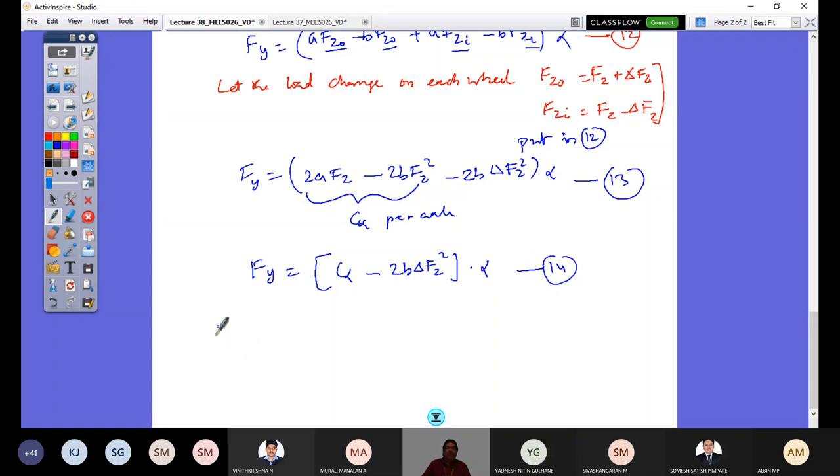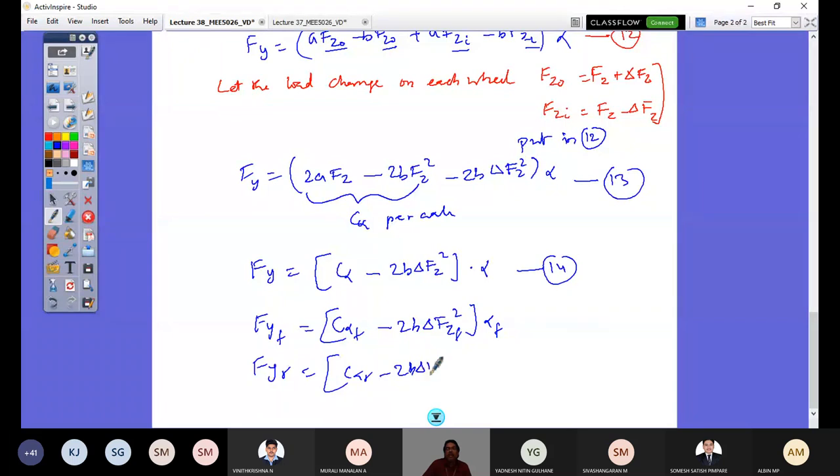So now you have the lateral force developed in terms of the normal load as well as slip angle. This expression would help us now to get into the understeer gradient, right? So how do you get that? If Fy is this generic expression per axle, then for my front axle it is going to be FYF, that is C alpha F minus 2b delta Fz F square into alpha F, the slip angle at the front axle. Similarly, FYR would be C alpha R minus 2b delta Fz R square into alpha R. So this is equation 15.